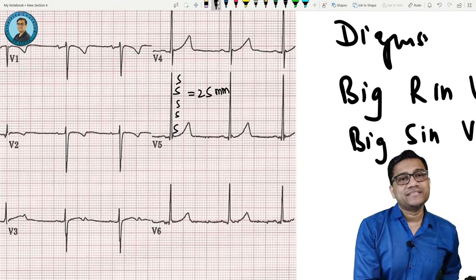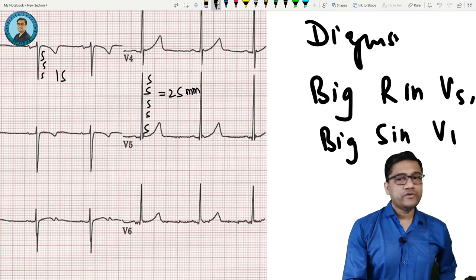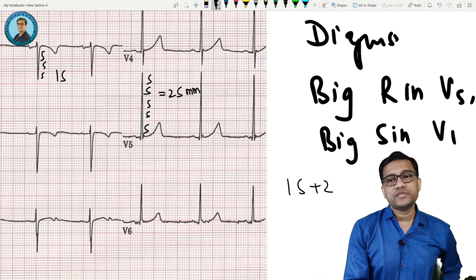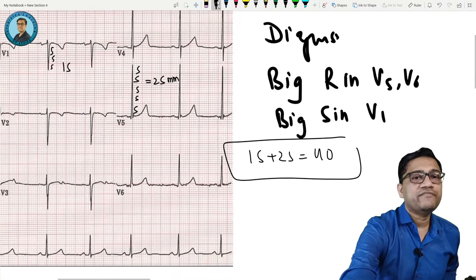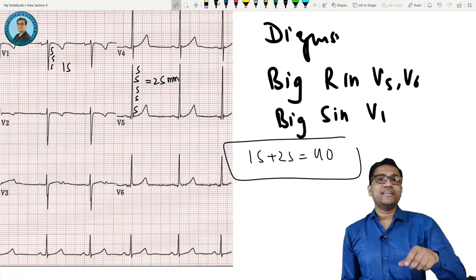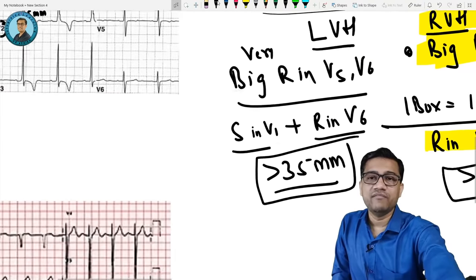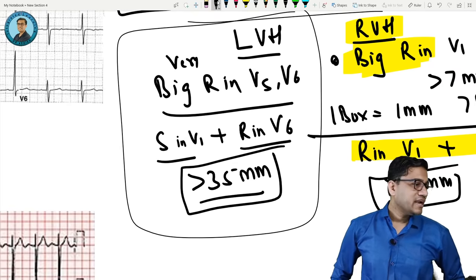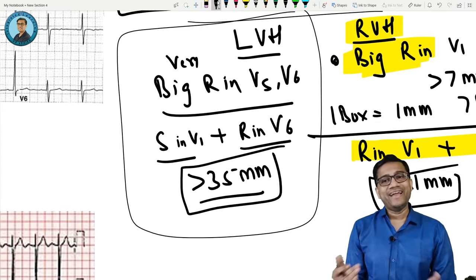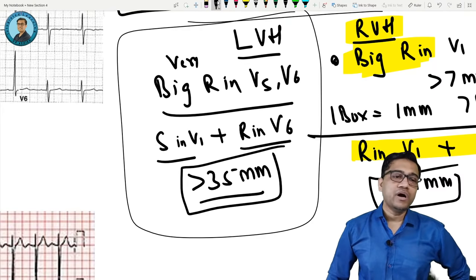So how many boxes is the S? 5, 5, almost 5. So we can take 15. Can you take 15? Okay. Fine. So if you add, what is the case? 15 plus 25, 40. Are you clear? So is it indicating which hypertrophy? Left ventricular hypertrophy. So what is the diagnosis? Left ventricular, yes. So 25 and the 15 give 35 or more. So it's left ventricular hypertrophy.